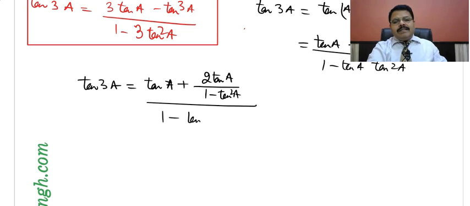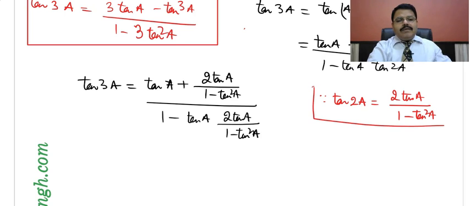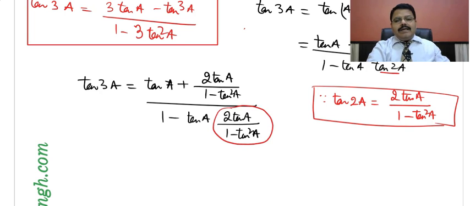Similarly here, in place of tan 2a, we may write 2 tan a upon 1 minus tan square a. You must remember this formula, I hope: tan 2a is equal to 2 tan a upon 1 minus tan square a. Have you memorized this? Therefore wherever there was tan 2a, we wrote this. Okay? Now what will happen when we take the LCM?